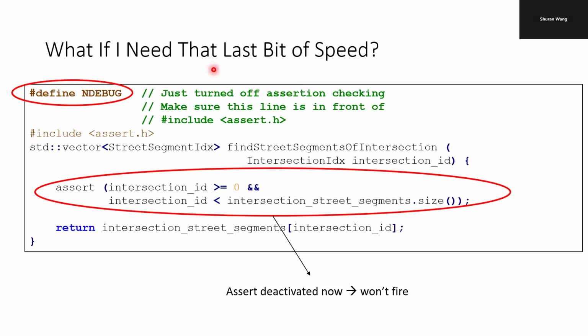So before your performance tests or before your submissions, add this define NDEBUG. This flag will turn off all of the assertions in your program. And make sure this line is before you include assert.h.